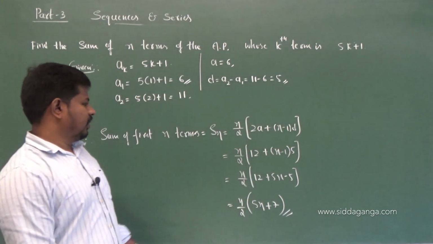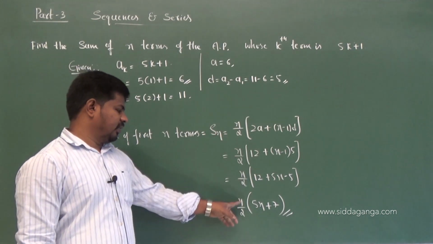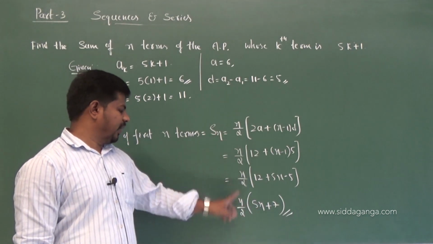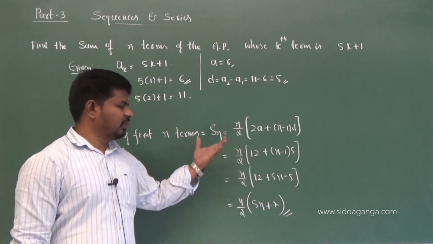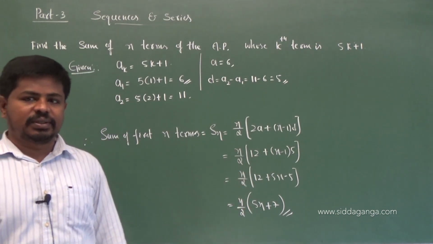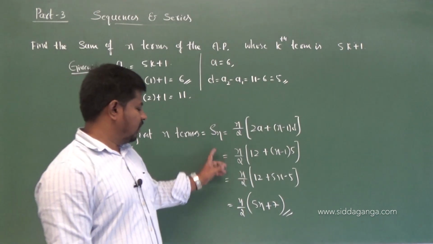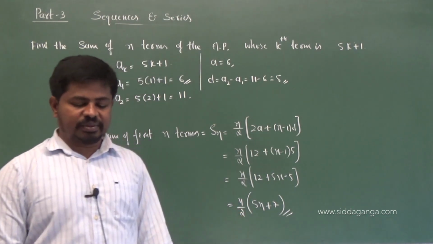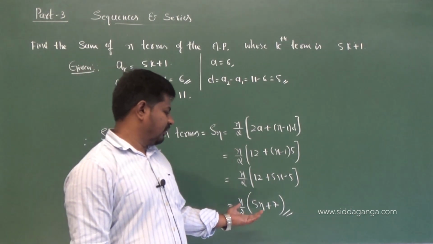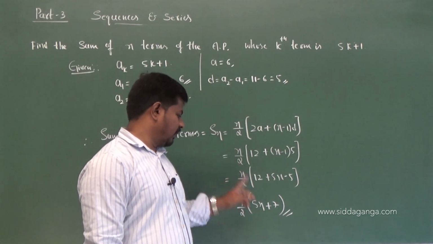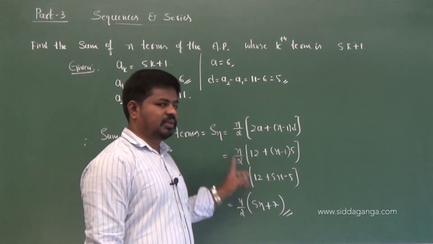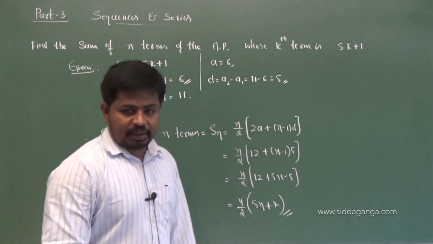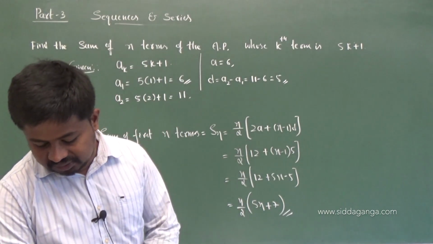You mean if n is equal to 1, you get 1 by 2 into 5 plus 7. So, in general it gives the sum of any number of terms. So, in general Sn is equal to n by 2 into 5n plus 7. So, n is what? The number of terms. If it is 1, you get the first sum, S1. If it is 2, the sum of 2 terms. If it is 3, the sum of 3 terms, and so on. That's it. This is what the sum of n terms of a sequence is.